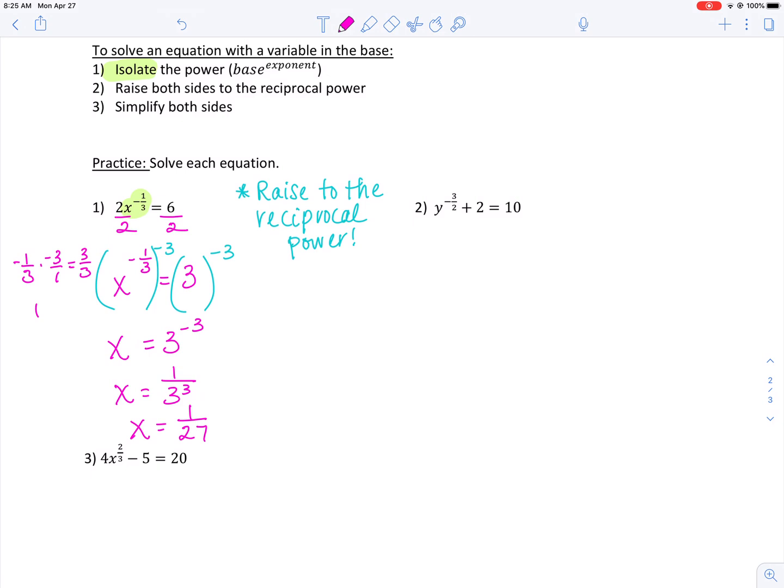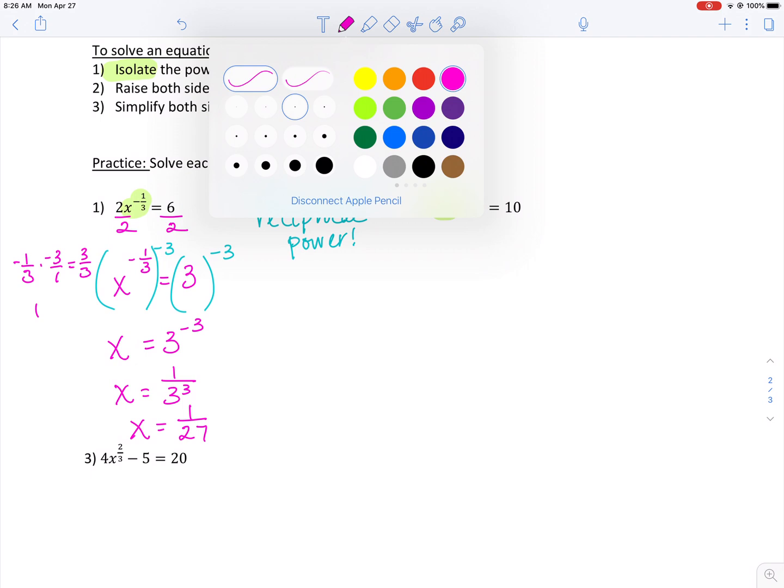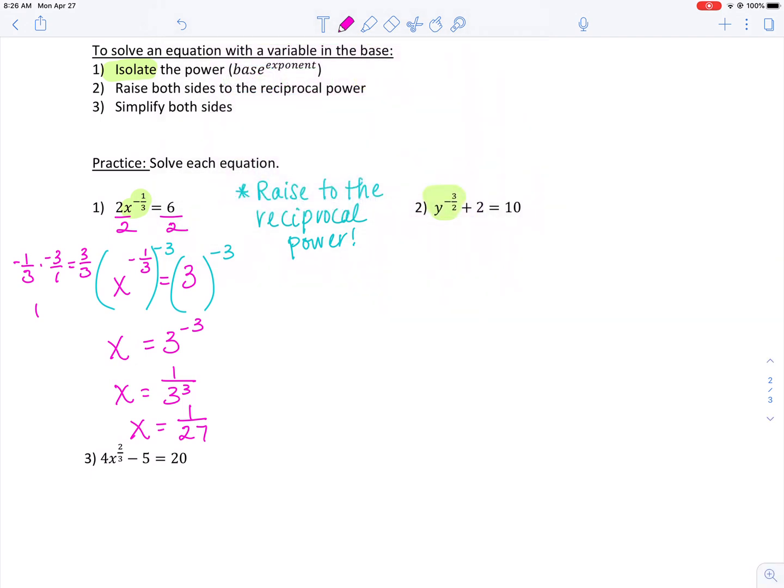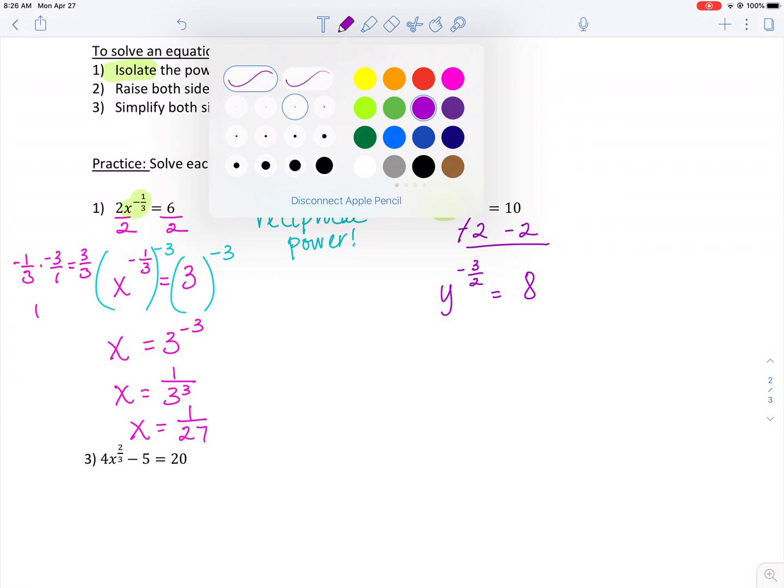Look at number 2. In number 2, again, here's what you want isolated: y to the negative 3/2 power. Here, you don't need to divide by 2. Here, 2 is being added. So all we're going to do is subtract 2. When you subtract 2 from both sides, you have y to the negative 3 halves, and it equals 8. So now you have that y to the negative 3 halves on one side all by itself.